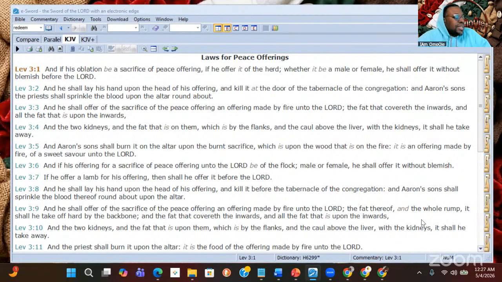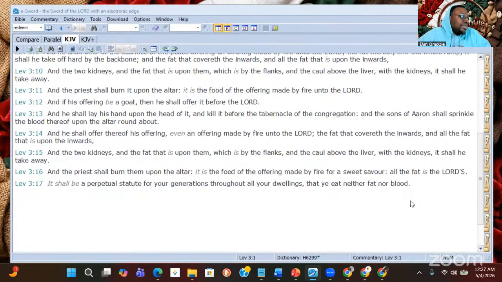And he shall offer of the sacrifice of the peace offering an offering made by fire unto Jehovah, the fat thereof and the whole rump, it shall he take off hard by the backbone, and the fat that covereth the inwards, and all the fat that is upon the inwards, or intestines. We know what inwards means.